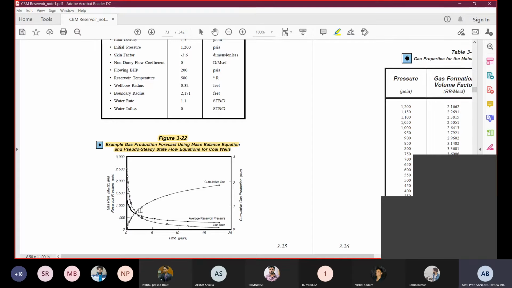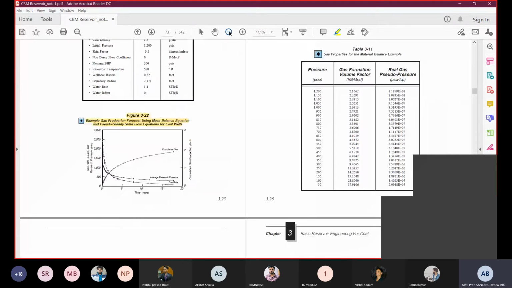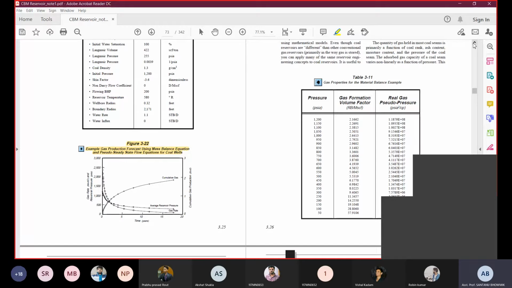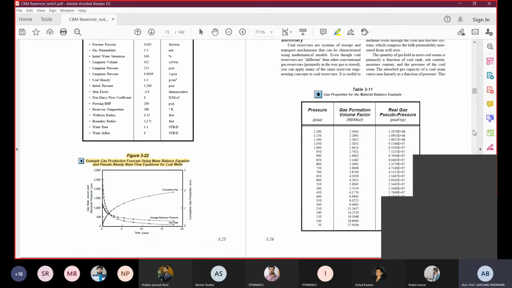So this is to give you some idea about how the data is collected, and with the data, how much you can infer the production. With this discussion, this is the summary of this chapter.